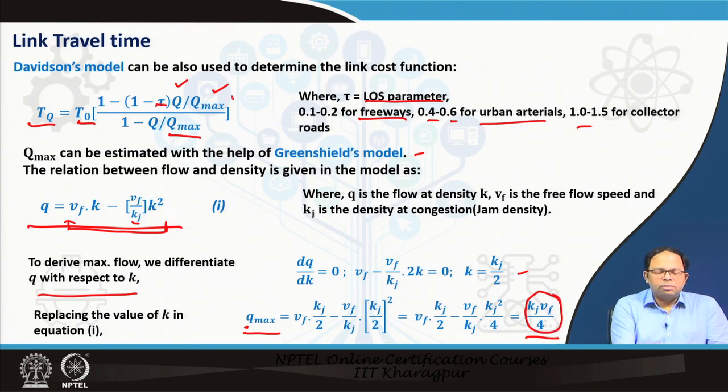So this is the formula that we can directly use, and this actually will give us Q max, which we can put in this particular equation. Based on that and the actual flow in that particular corridor, and tau, of course, what kind of corridor it is, we can determine how the impedance, the travel time cost, will increase in this particular corridor. So this is another alternative equation you can also use to determine link travel time.